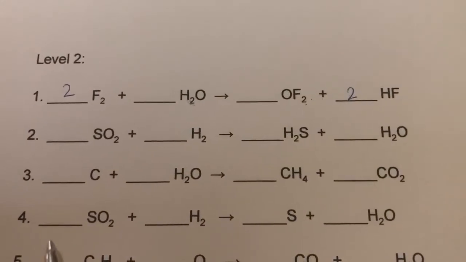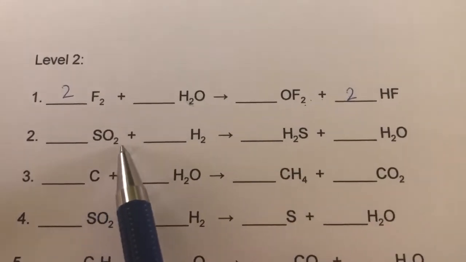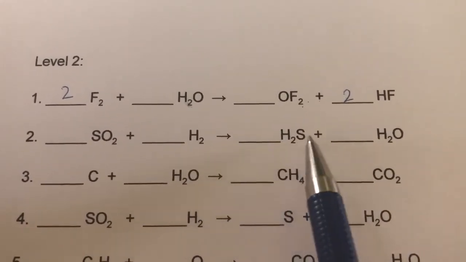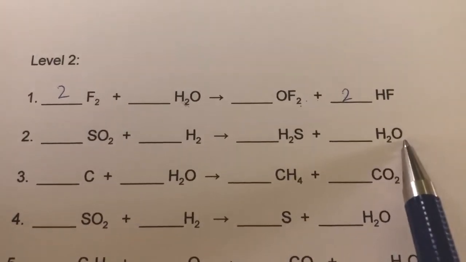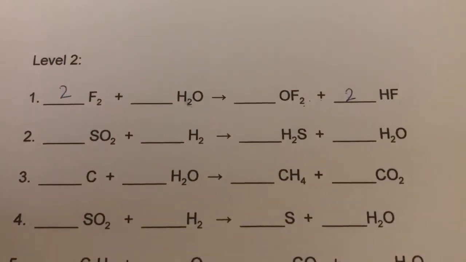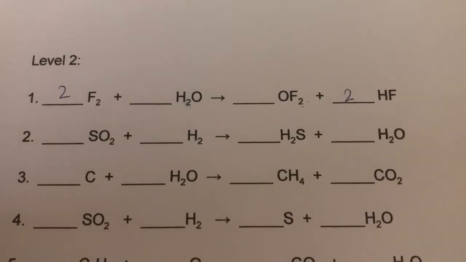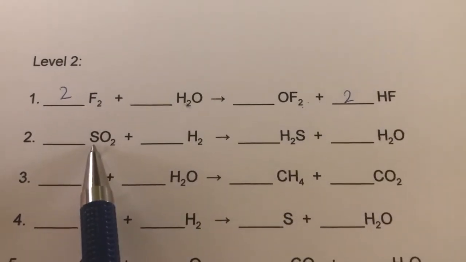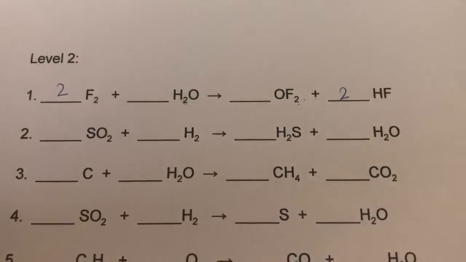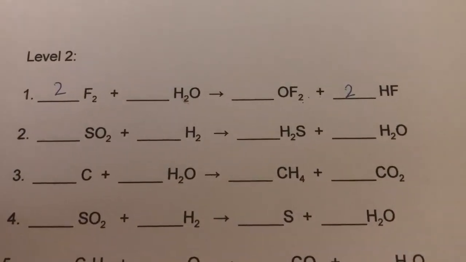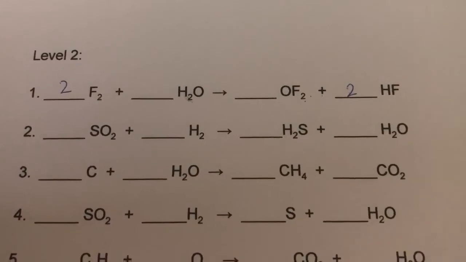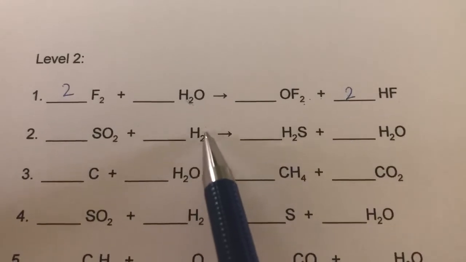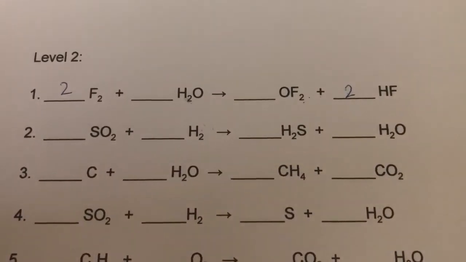Let's look at number 2. You have 1 sulfur, 2 oxygens, 2 hydrogens, 2 hydrogens, 1 sulfur, 2 hydrogens, 1 oxygen. Again, you have hydrogen and oxygens on both sides, so let's take care of the other element first, that other element being sulfur. On the reactant side, you have 1 sulfur. On the product side, you have 1 sulfur. Now you have to take care of the hydrogen and oxygen. What I like to encourage kids to do is recognize that over here, hydrogen is by itself. So let's take care of oxygen first.